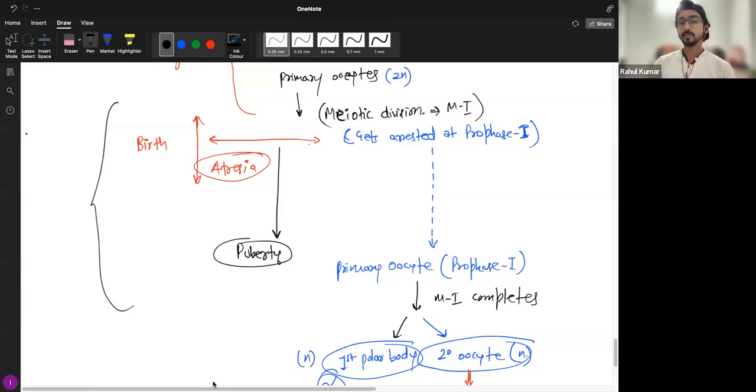What is atresia? What happens at birth? What happens before birth? What happens from birth to puberty to these oocytes? And what happens at puberty? I think I have dictated you these things, right? Yes, I have, Iram. So would you like to help Rabia here?